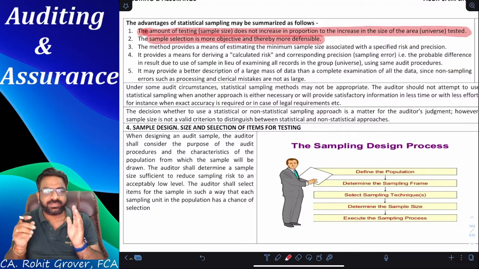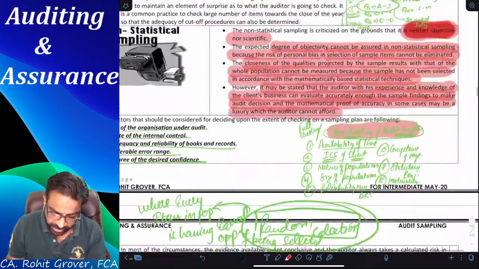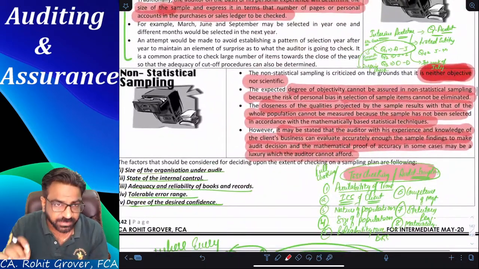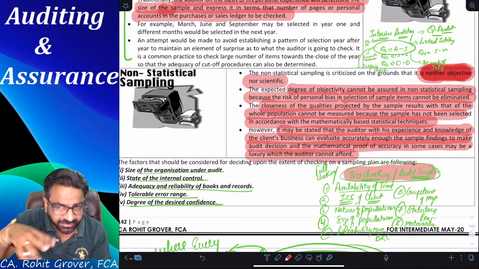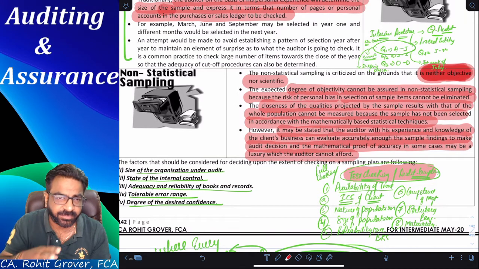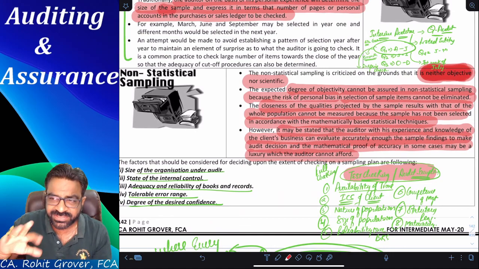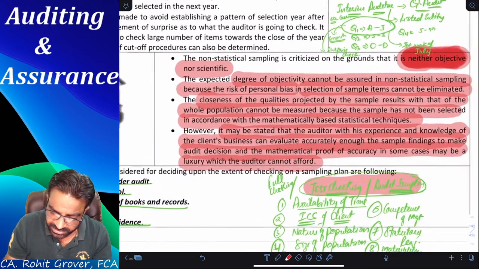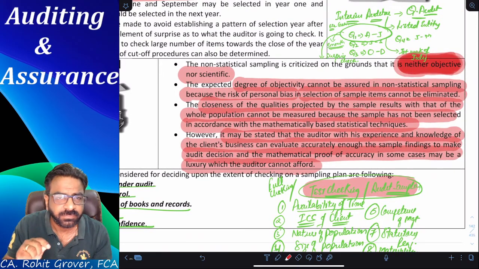Point number two, the sample selection is more objective and more defensible. So I will tell you the best method to retain that. If you know the criticism of non-statistical sampling which you did yesterday, and you turn those negative points positive, they become the positive points of statistical sampling. Are you getting the point or not? For non-statistical sampling, what is given? It is neither objective nor scientific.